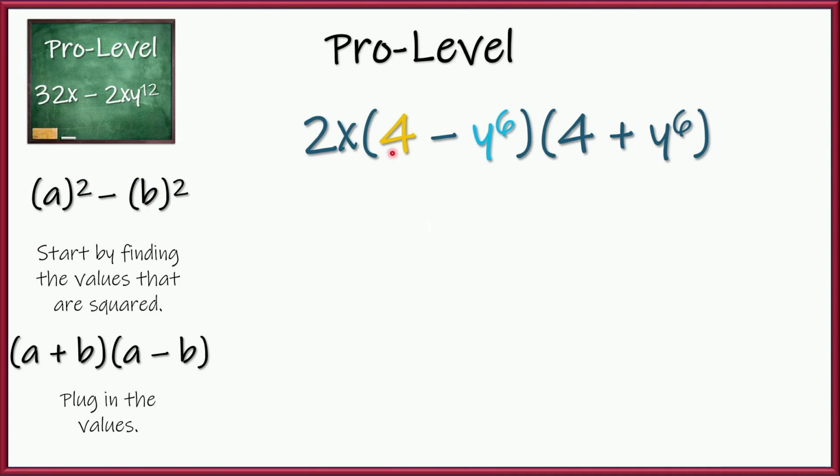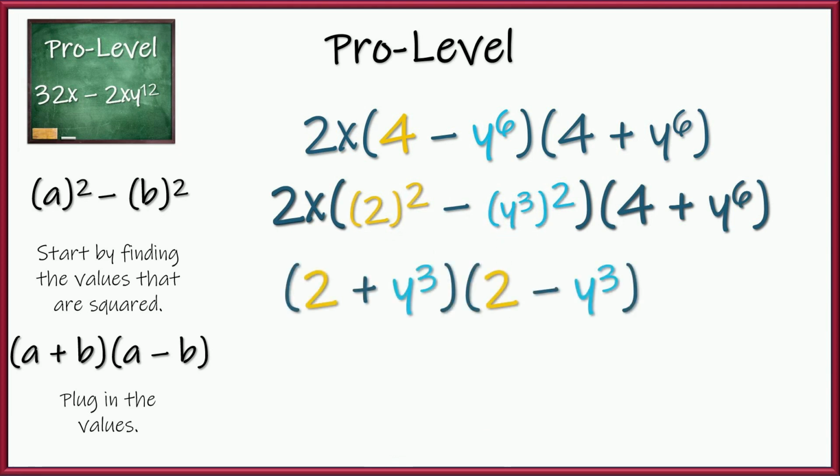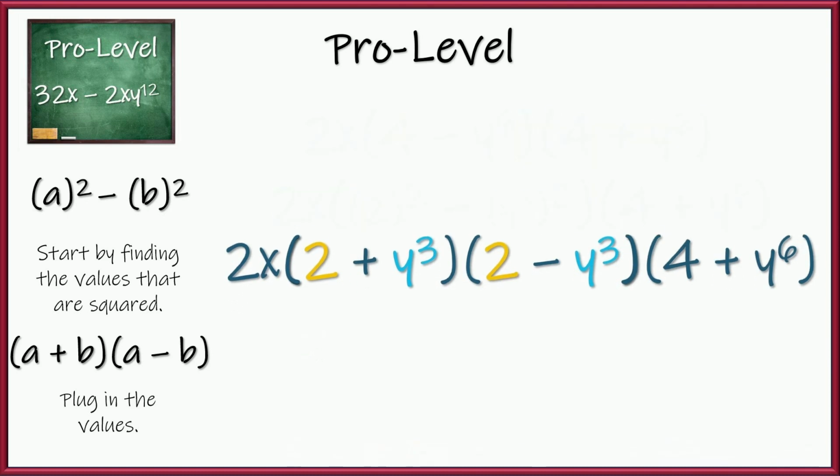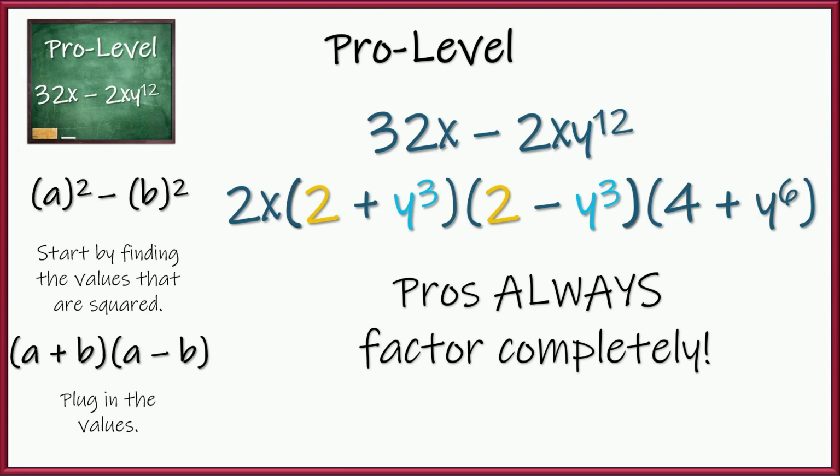So we still have a difference of squares right here. That's 2 minus y cubed squared. So 2 squared minus y cubed squared. So here you can see a is 2, b is y cubed. So let's go ahead and just factor that part right there in yellow and blue, right? And then make sure we leave the rest of it with the answer. And boom, we're done. There we go. So what we're saying is 32x minus 2x times y to the power of 12 equals this big ugly thing right there. Pros always factor completely. So don't let them catch you short.